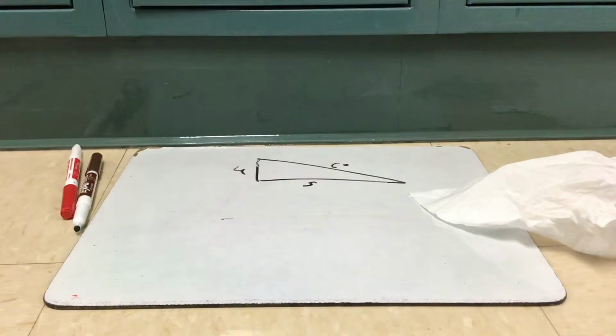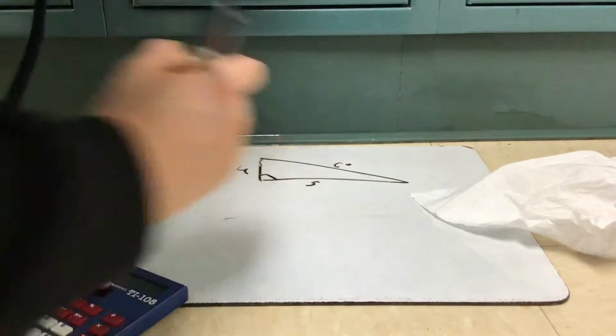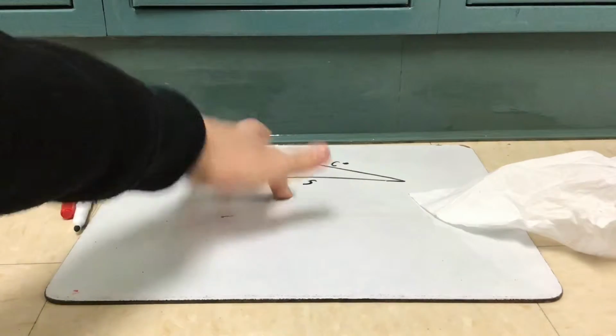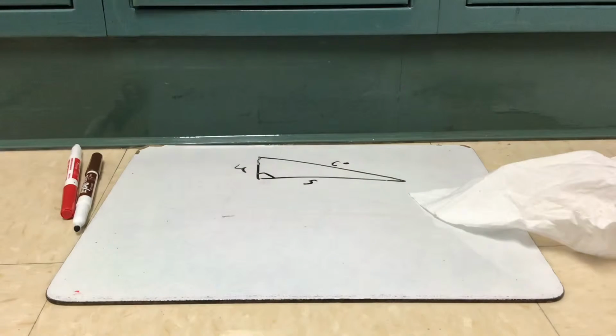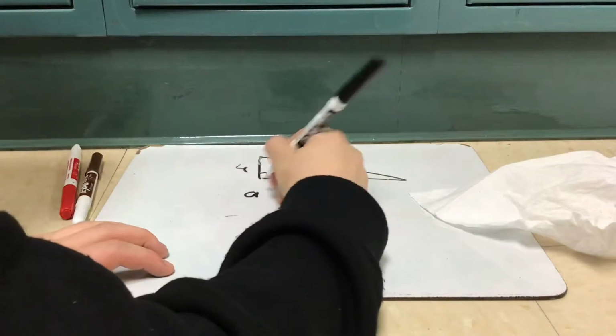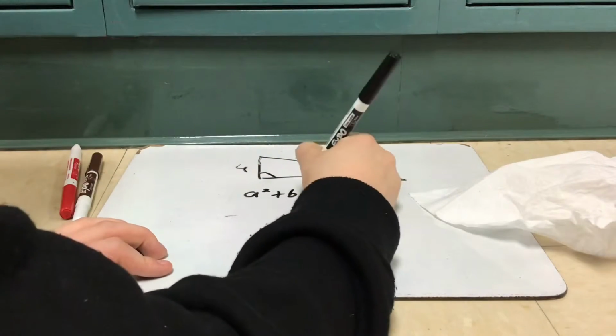Alright, so this is a right triangle. You have to label it as one. I forgot to do that. So, now we have both the legs, and we need to figure out the hypotenuse, also known as c. To figure that out, we first have to write out the formula: a squared plus b squared equals c squared.